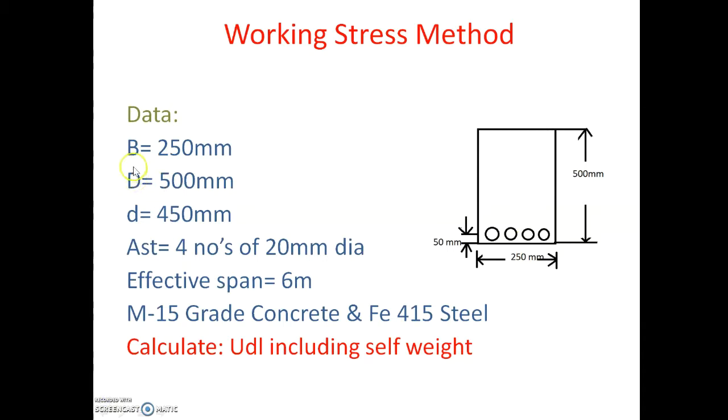So, in this problem, the width of the beam is 250 mm, capital D, that is, overall depth is 500 mm, and effective depth small d is equal to 500 minus 50 mm, that is 450 mm. So, effective depth means from top of the beam to center of the tension reinforcement, that particular depth is known as 450 mm. And area of steel in the tension zone, here we are given 4 numbers of 20 mm diameter, and the effective span of the beam is 6 meters.